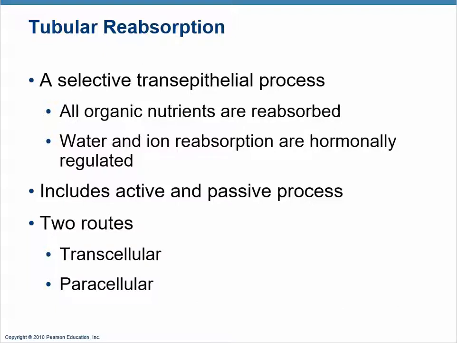So that means 178.5 liters get reabsorbed through this process. And there's two ways that it gets reabsorbed. It either squeezes between the epithelial cells or it goes through the epithelial cells. We call the squeezing past the epithelial cells, between them, the paracellular route, and we call the going right through the cells the transcellular route.